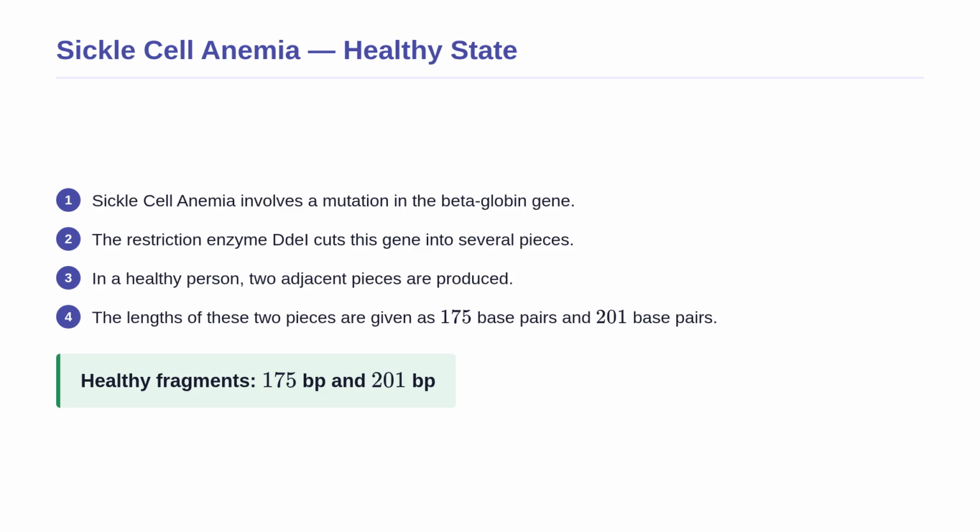We are establishing this healthy baseline first, so we know what normal DNA looks like. Physically, this means a healthy person's DNA will show 2 distinct smaller bands when tested in the laboratory.